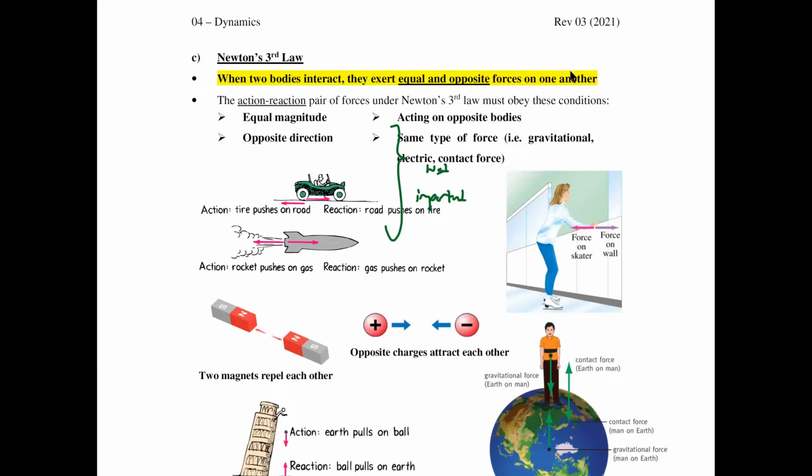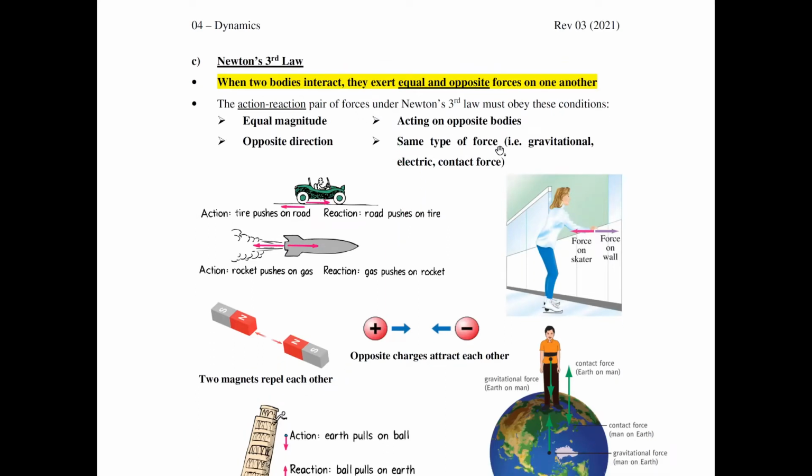Okay, then we go to Newton's third law. Now, Newton's third law, you would associate it with equal opposite forces. Specifically, we will say that for Newton's third law, when two bodies interact, they exert equal opposite forces on one another. There will be an action-reaction pair of forces under Newton's third law. But for this action-reaction pair of forces, you need to be careful a bit. There are a few things associated with the action-reaction pair of forces.